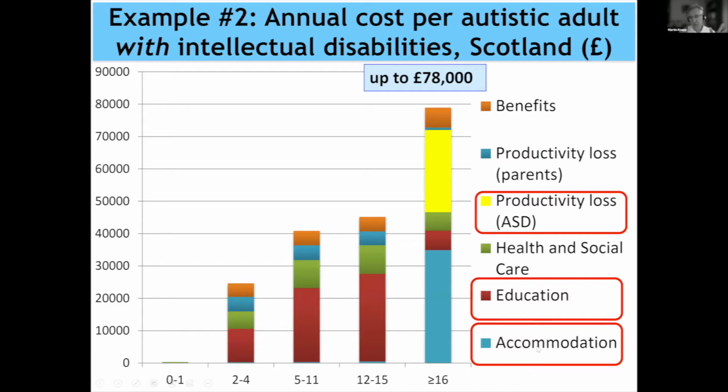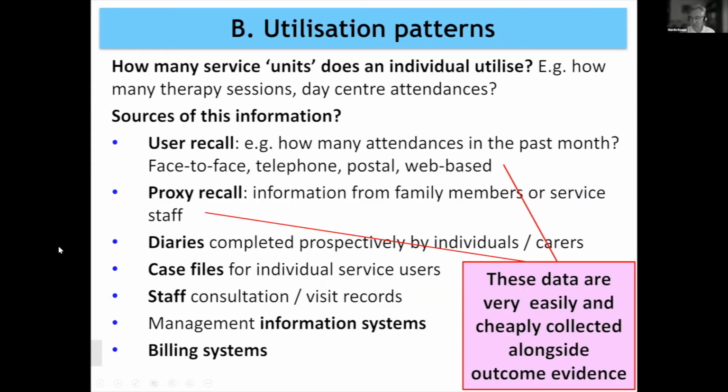Costs of special accommodation, basically, costs of special education, health and social care, productivity losses for the person with autism, productivity losses for parents, and benefit payments. So again, a broad range of costs that could be quite important when we're thinking about doing an evaluation in a social care topic area. So that was the first element: what costs do we need to measure?